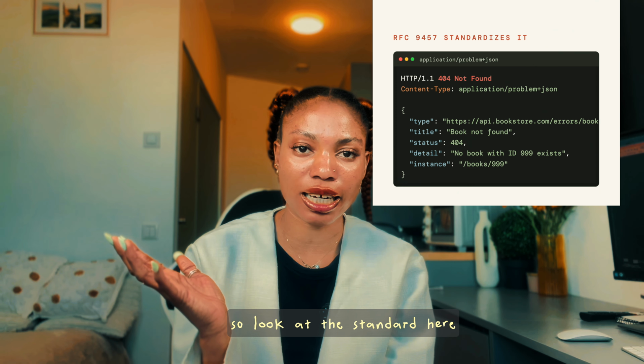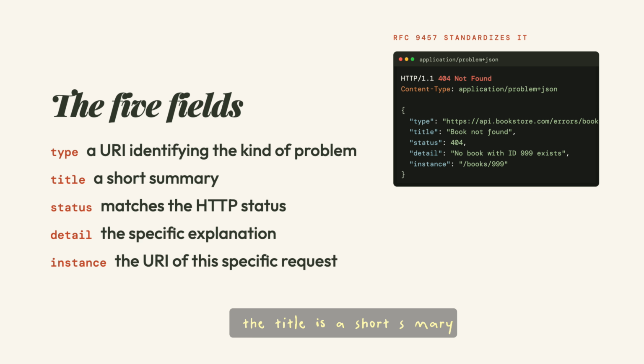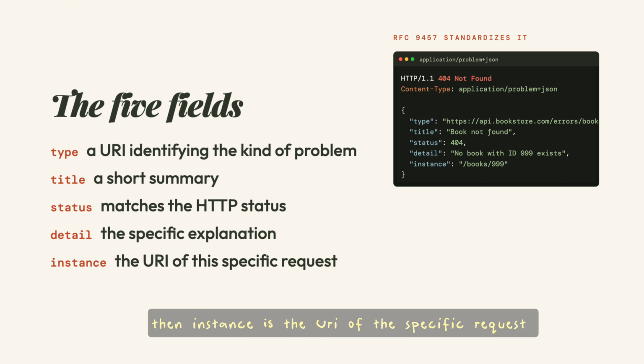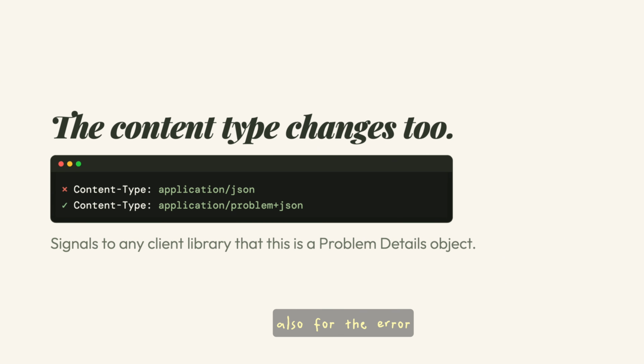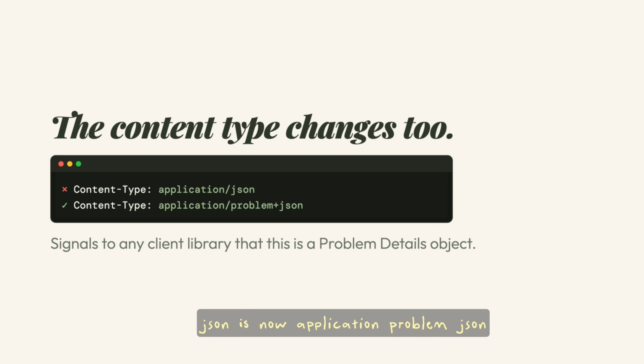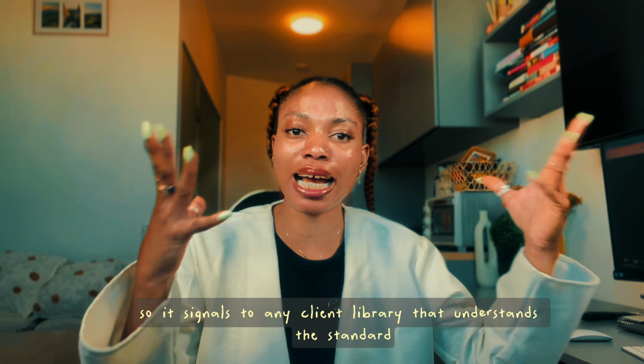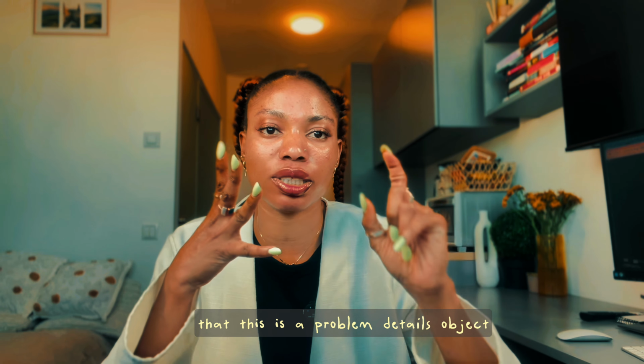So look at the standard here. Type is a URI identifying the kind of problem. Title is a short summary. Status matches the HTTP status code, and detail is the specific explanation. Then instance is the URI of the specific request. Also, for the error, the content type changes. Instead of application/json, it is now application/problem+json. So it signals to any client library that understands the standard that this is a problem details object.